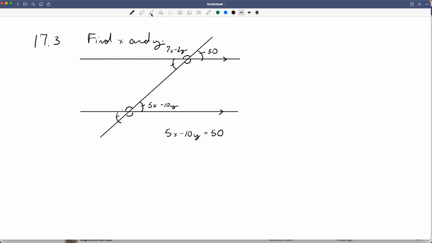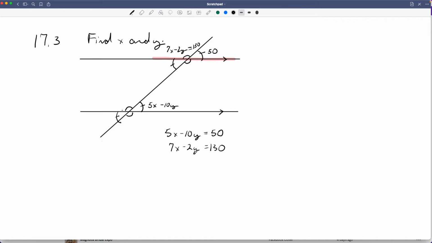The other thing that I know is that this is a straight angle. We know that a straight angle is 180 degrees. So if this one is 50, then this one has to equal 130. So I can make that statement down here as well. 7x minus 2y is equal to 130.